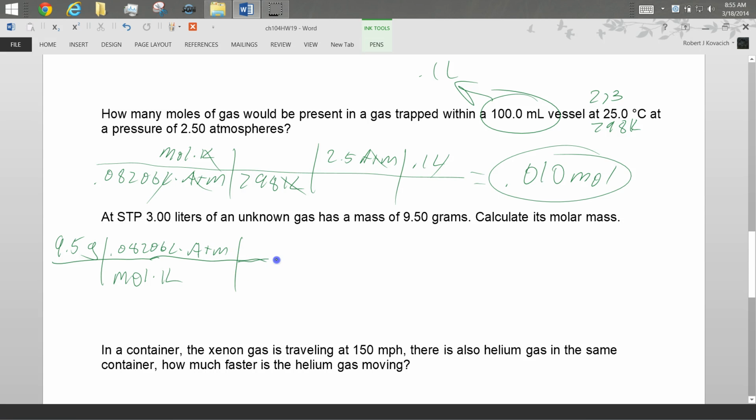So the nice thing about that is at STP, it's 1 atmosphere of pressure. So the ATMs cancel. And at STP, it's 273 K because it's 0 Celsius. So that cancels out. And then I just need to get rid of the liters, and that was given as 3. So 9.5 times 0.08206 times 273 divided by 3.